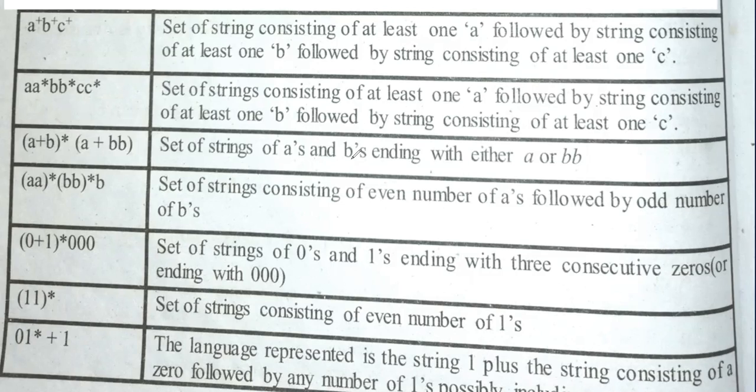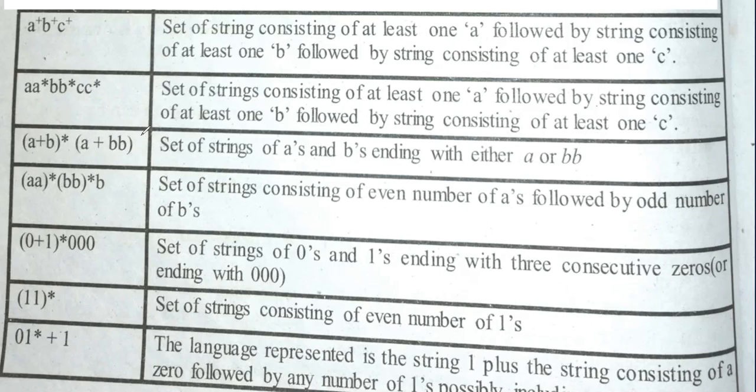So we'll go through this syntax exactly, or as explanation: set of strings of A's and B's ending with either A or BB. In the beginning, it may consist of A, it may consist of any number of B's, it doesn't matter exactly. But it will be ending with what? Either A or BB exactly.